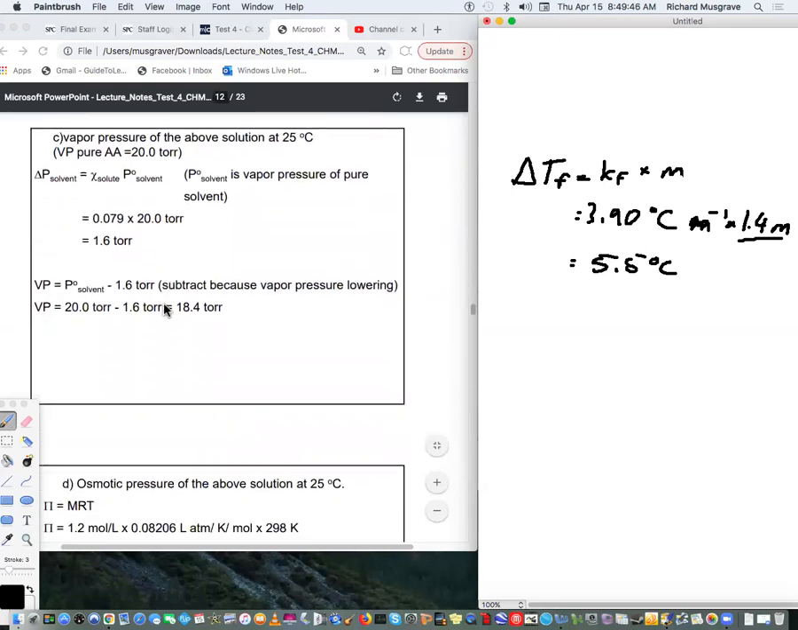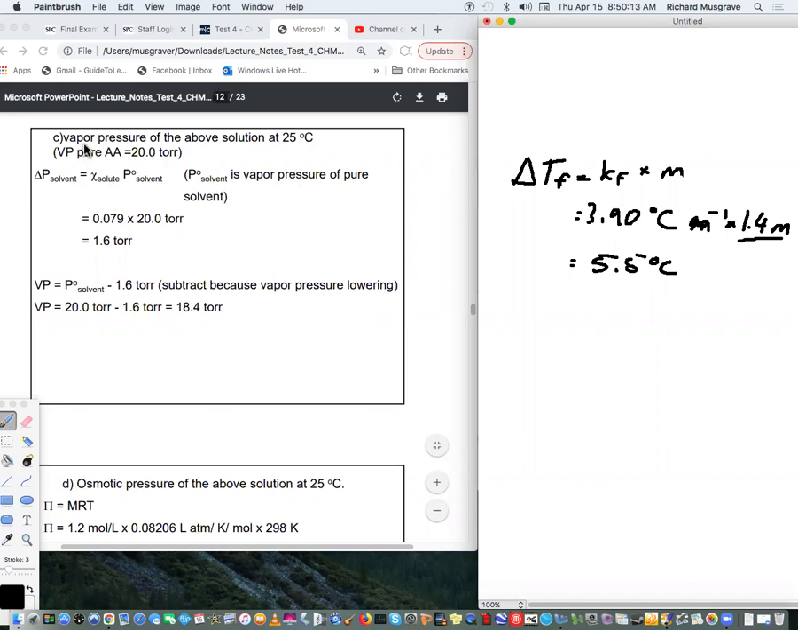Vapor pressure. There's a formula for the change in vapor pressure that results from adding a solute into a solvent. And the formula is as follows. Again, not one you have to memorize. Delta P solvent is equal to mole fraction of solute times P naught of solvent, where P naught of the solvent is the vapor pressure of the pure solvent.